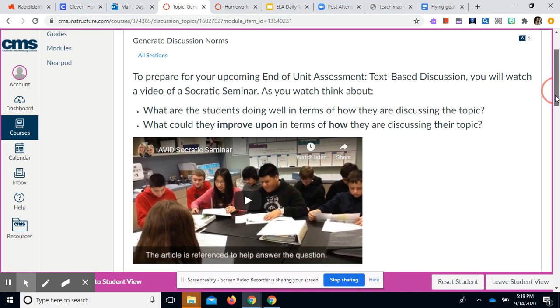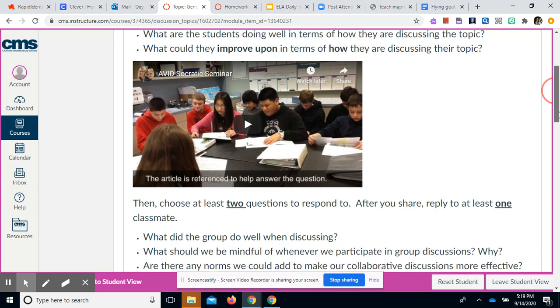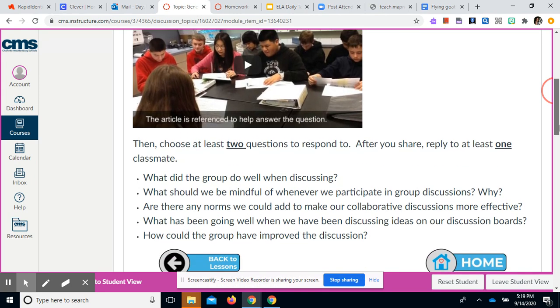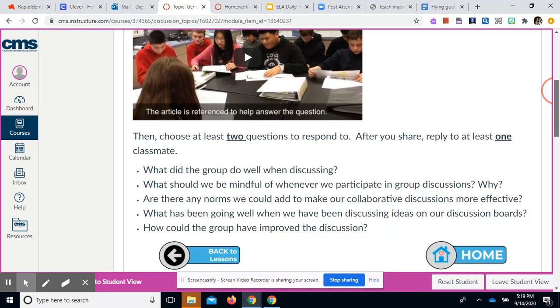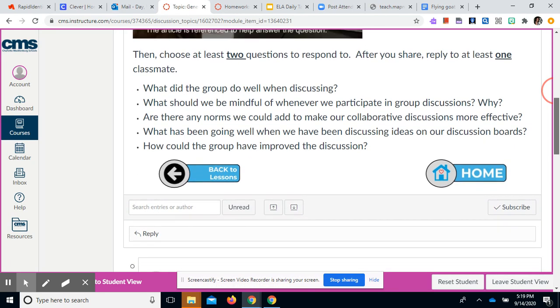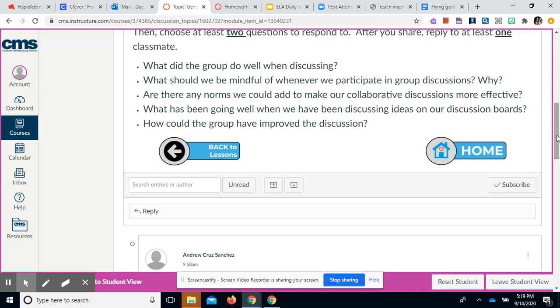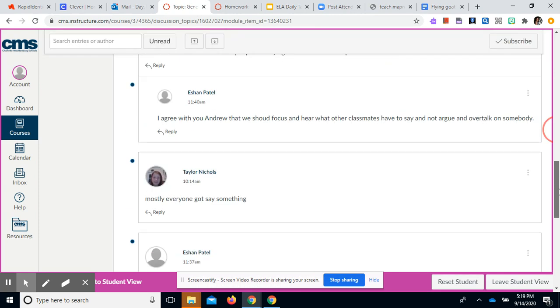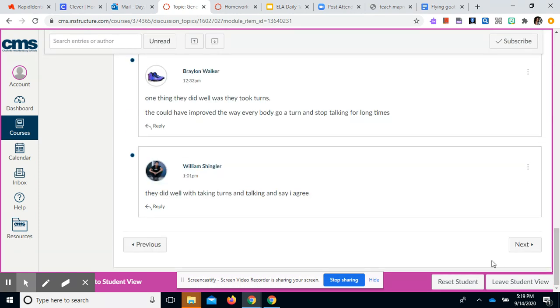We talked about what that looked like with this group and how they did a good job of respecting one another, listening, and engaging in the conversation. Things that they could have improved were perhaps everybody participating, voices being a little bit louder, things like that.